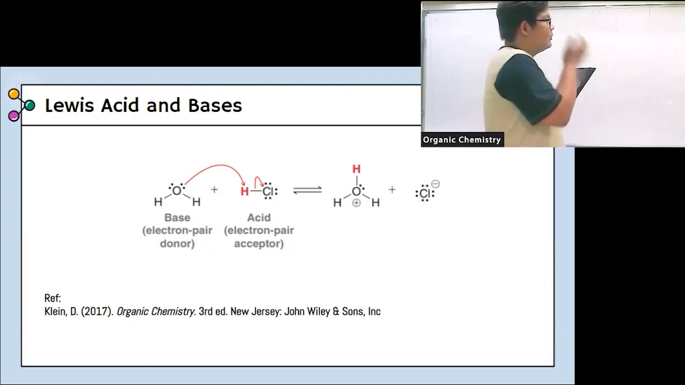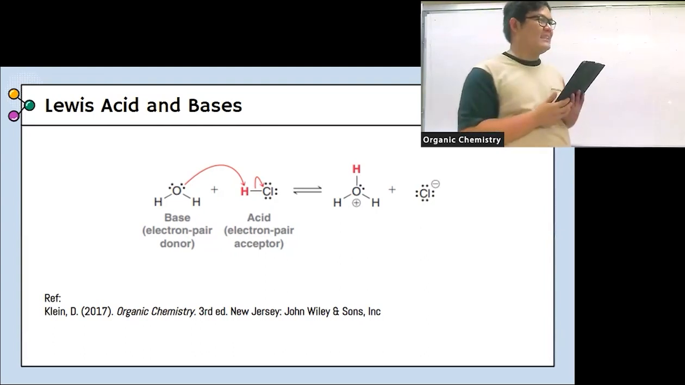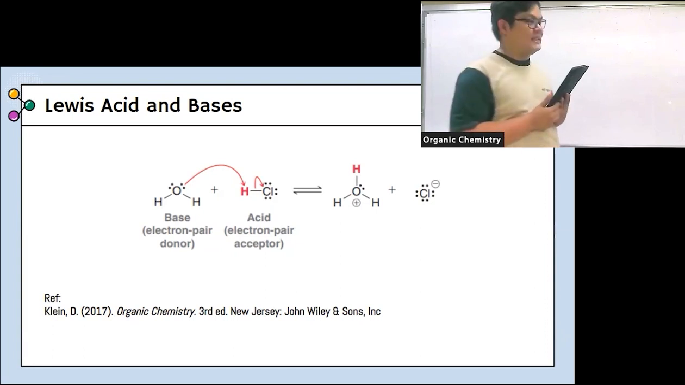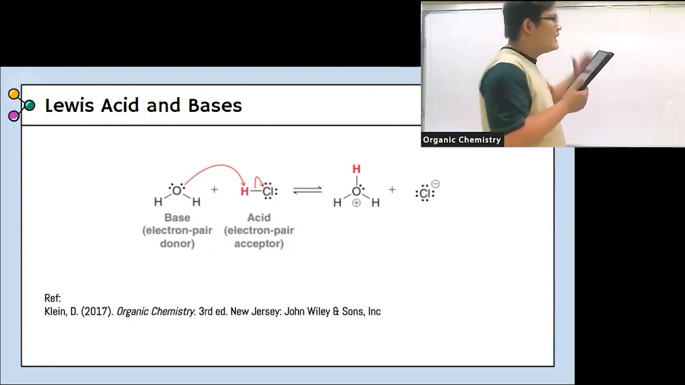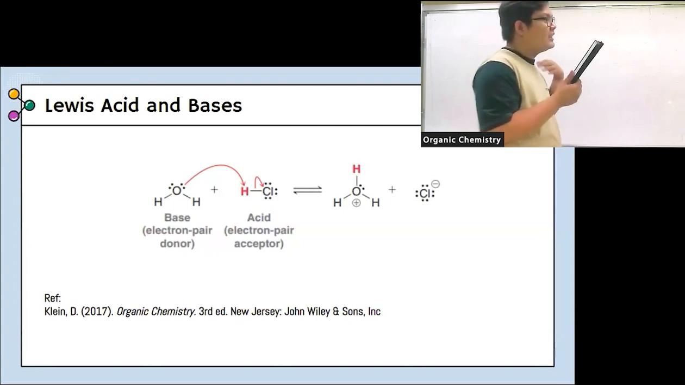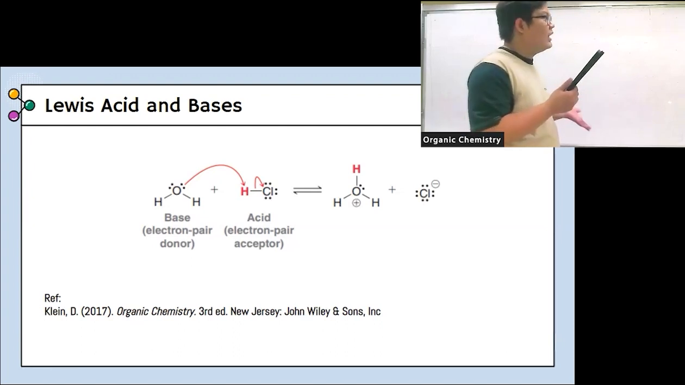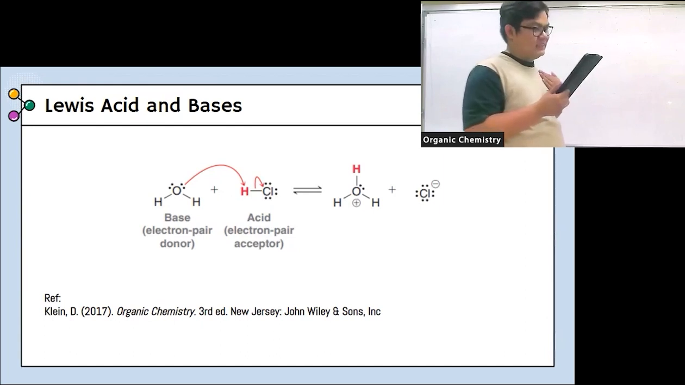Okay? So, when you're dealing with Lewis acids naman, titignan nyo lang, guys, kung sino yung nadadagdagan ng electrons. Kung sino yung nadadagdagan ng electron, siya yung acid. Sino naman yung nag-donate ng electron na yon, siya naman yung base. Okay?